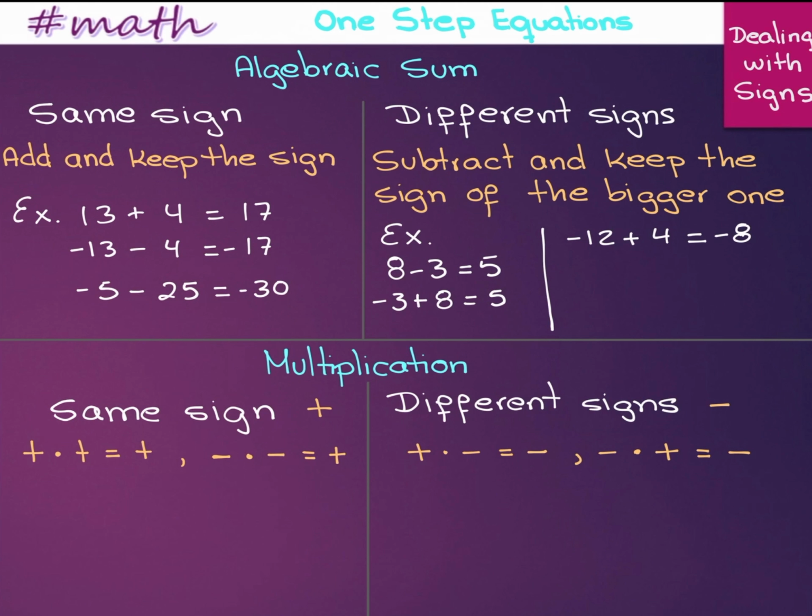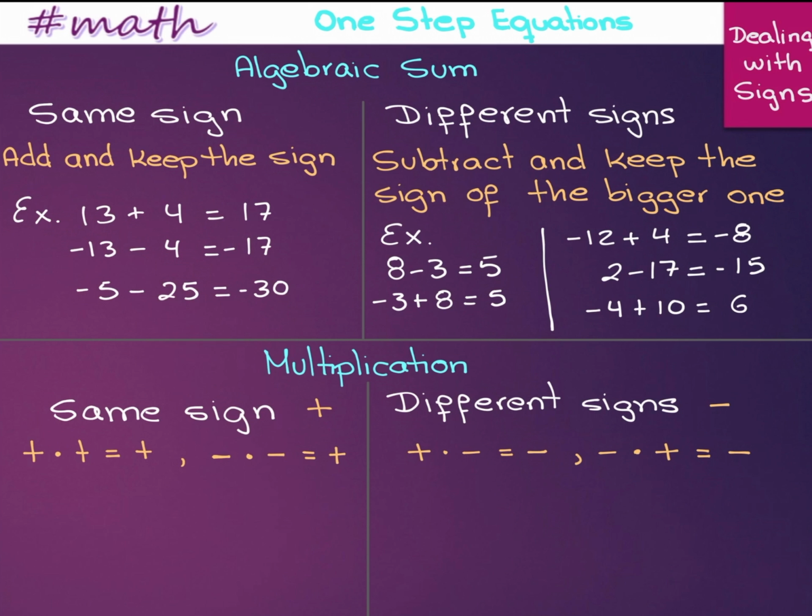Another example. Suppose we're adding 2 minus 17. We subtract. 17 minus 2 is 15. The sign of the larger one is negative, so my answer is negative 15. One more example. Suppose you're adding negative 4 plus 10. When we subtract, we have 10 minus 4 is 6. The larger one is positive, so my answer is 6.